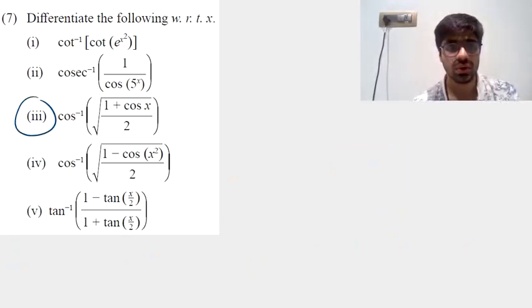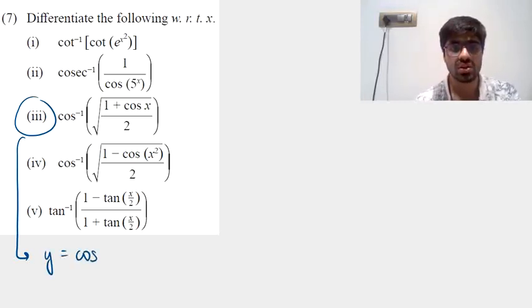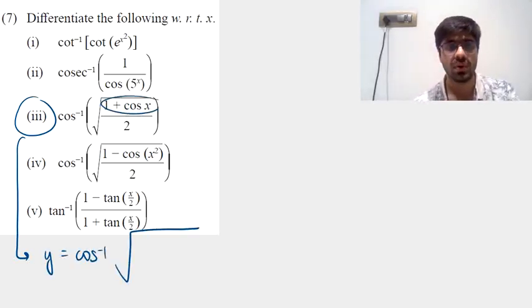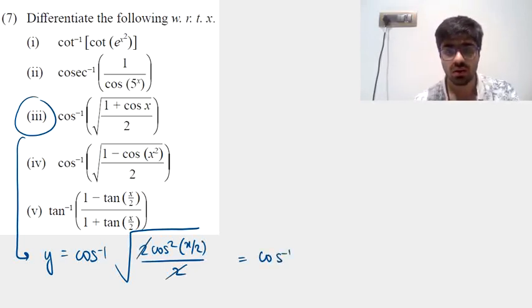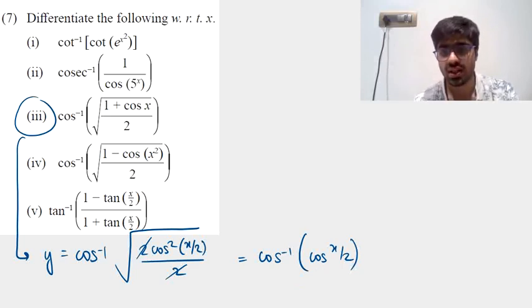Yeah, we continue with the third one, and in the third one, apply a little bit of trigonometry. So y will be cos inverse of root over (1 plus cos x, that will be 2 cos square x by 2) divided by 2. The 2 gets cancelled. Then root over cos square x by 2, that will be cos of x by 2 only. So we have cos inverse of cos x by 2. Cos inverse of cos gets cancelled and we are left with x by 2. So y is x by 2 and dy by dx will now be equal to 1 by 2.